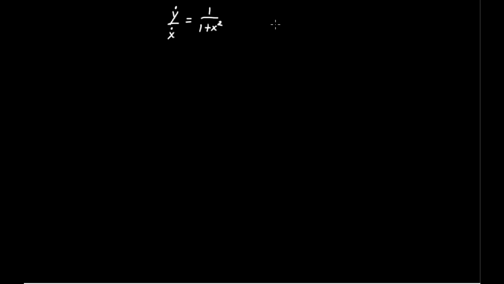Now, I'd like to do the same procedure, do some long division first. I have 1 plus x squared in the denominator, and then 1 in the numerator. And let me perform this long division here.